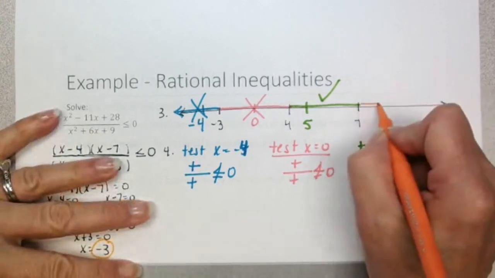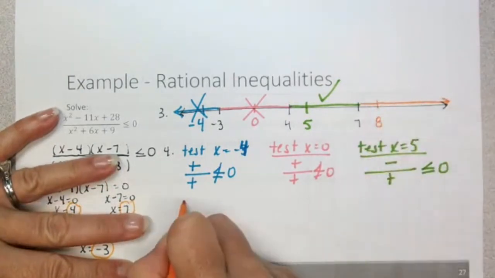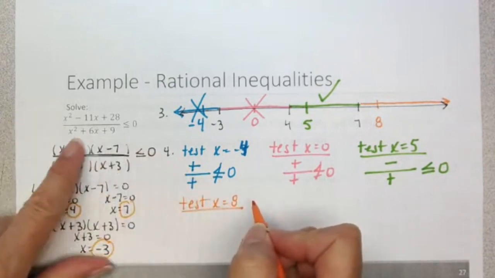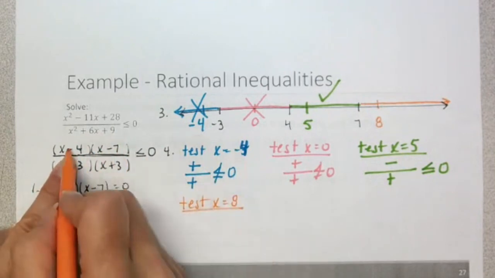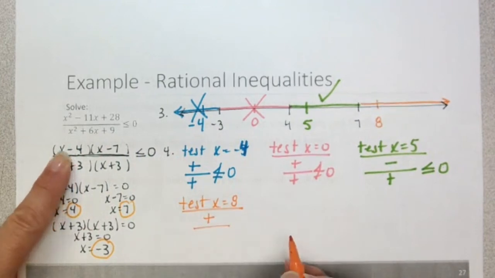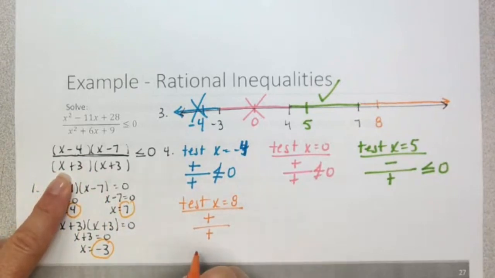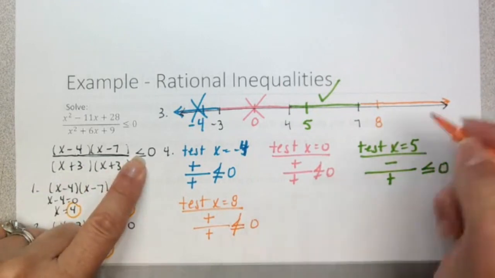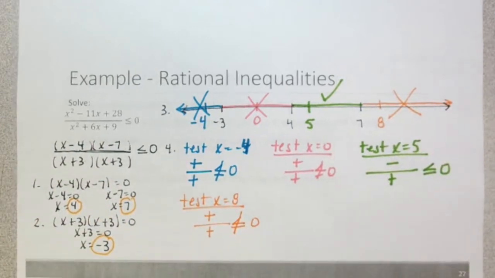Here's a color I haven't used yet, orange. So we'll test that interval. Let's use 8 as our test value there. So when we test x equals 8, our numerator is 8 minus 4, that's positive 4, times 8 minus 7, that's positive 1. Positive times positive is positive. So a positive numerator. The denominator, 8 plus 3, that's 11, times 11, that's positive also. A positive divided by a positive is not less than or equal to 0, like we want it to be. So this interval does not satisfy our inequality. We need to throw that one away.